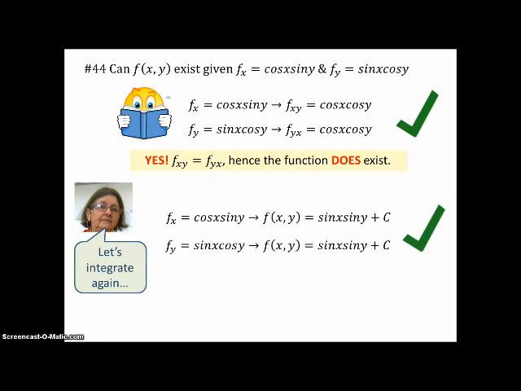So yes, these are the same. Both partial derivatives integrate to the same function, and therefore that is the function f of xy in this problem. But the book didn't ask you to find that, so I just went a little further.